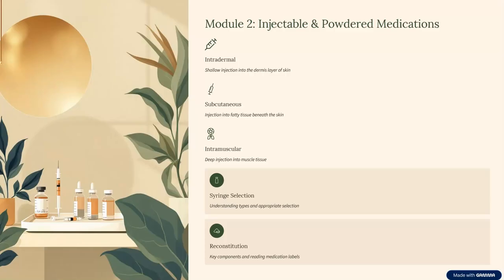And finally, there are intramuscular injections, which are less common, although most vaccines are IM injections. It's a deep injection into the muscle tissue. And remember, the most common site for IM injections is not always the preferred site. The preferred site for IM injection is the ventrogluteal, or the side of the hip. However, the most common site that you see utilized with most IM injections is the deltoid. I'm going to talk a little bit about syringe selection on the next page, and I'm also going to talk about reconstitution a few pages from now.